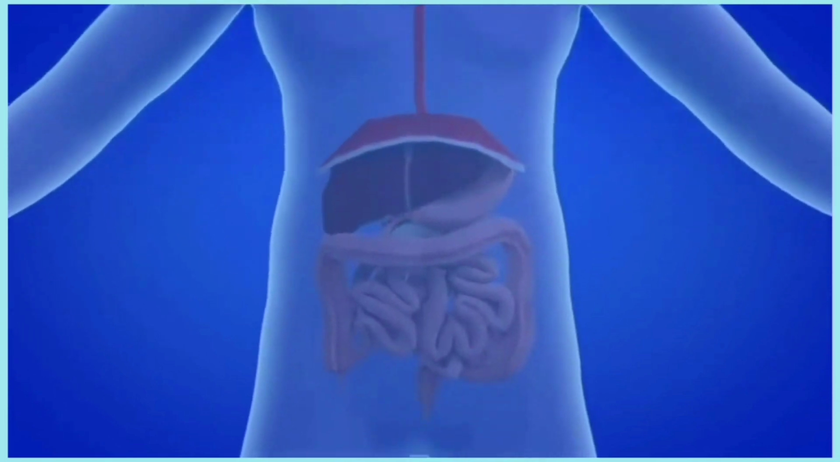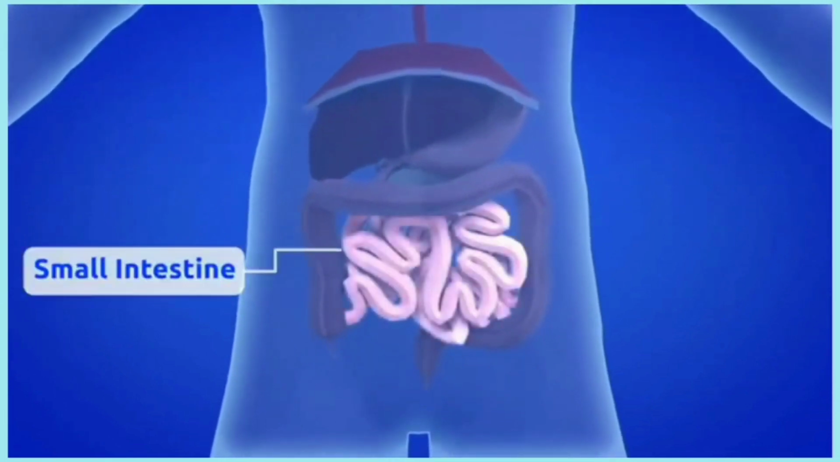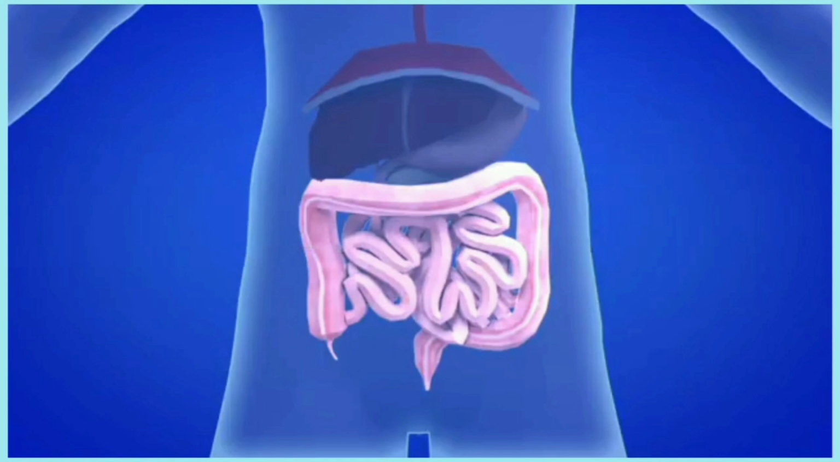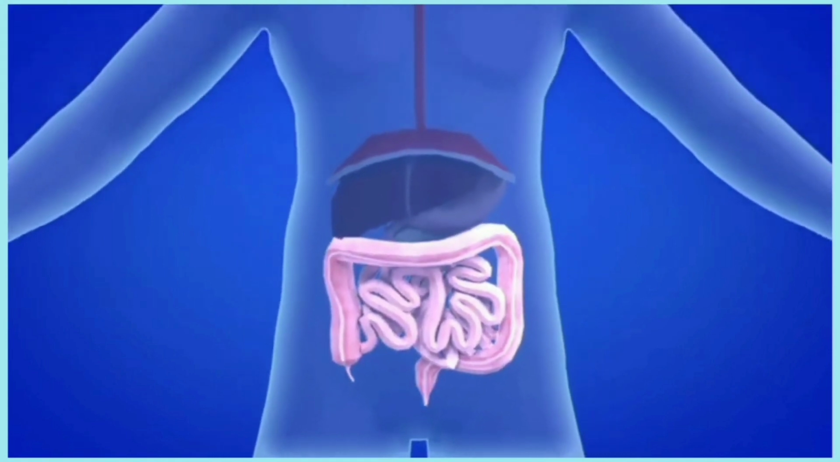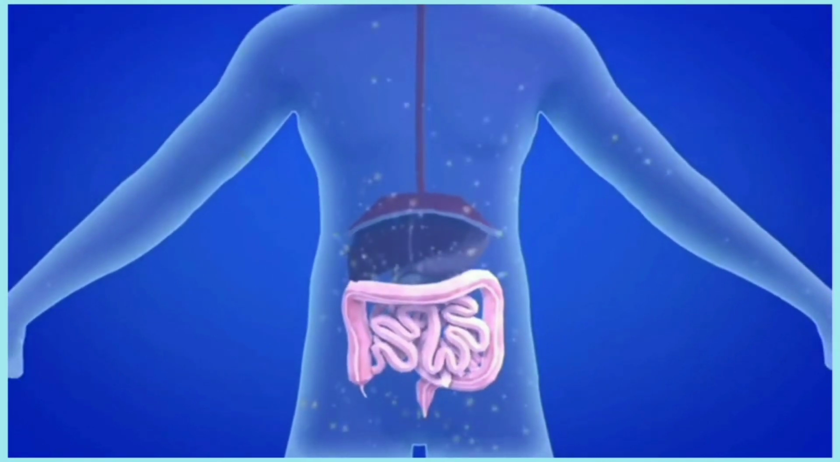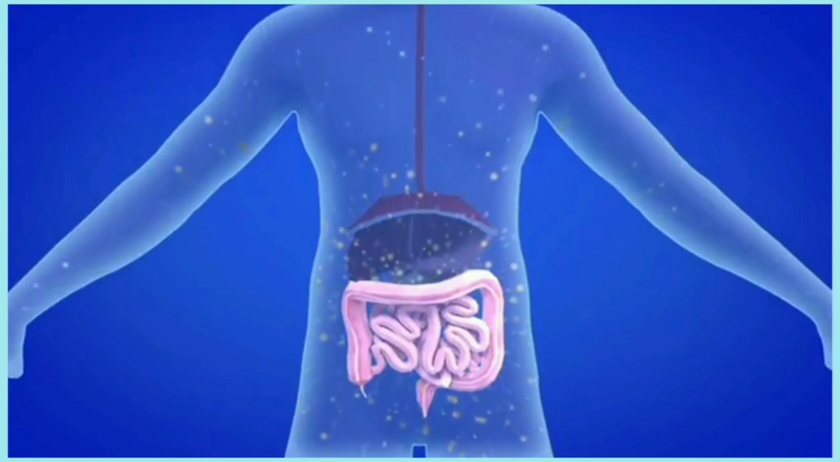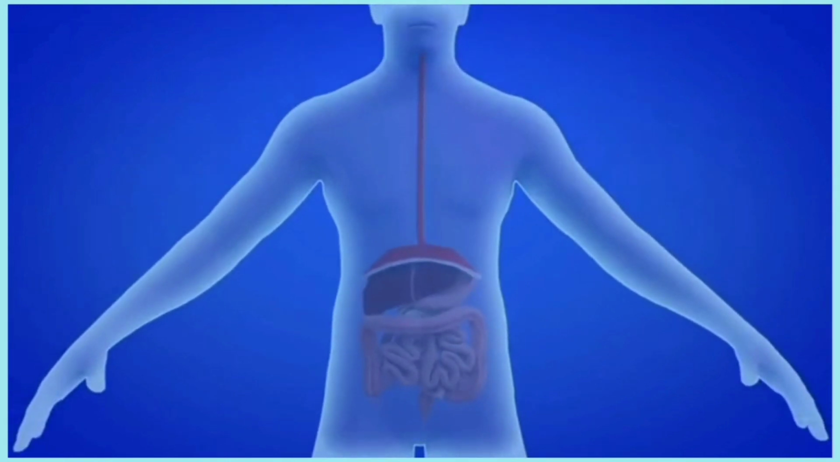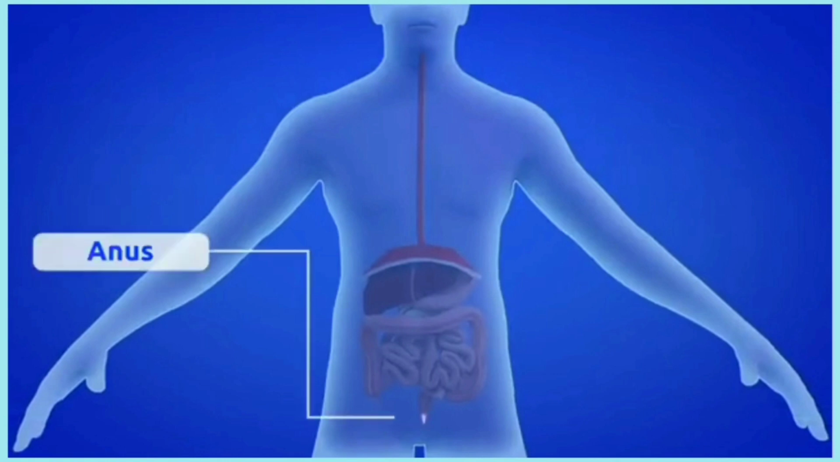Next, it goes to the small intestine and then to the large intestine. The water and nutrients that our body needs are absorbed in the intestines. The capillaries of the circulatory system that surround the intestines collect nutrients and distribute them throughout the body. Finally, the solid remains that have been left over from the digestion are eliminated through the anus.